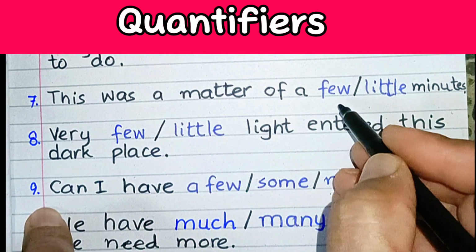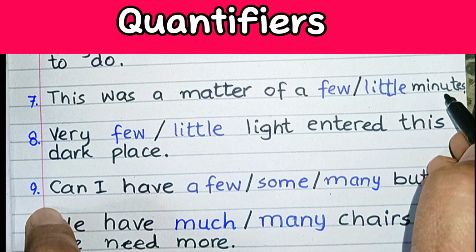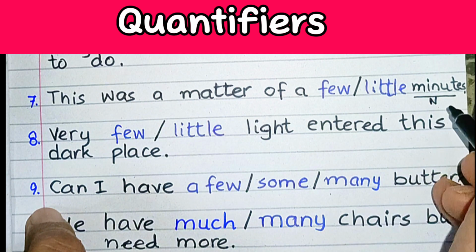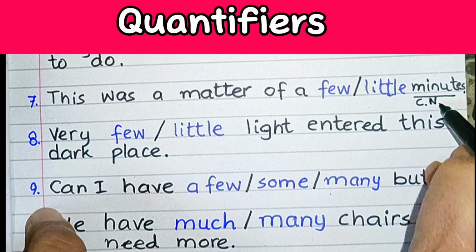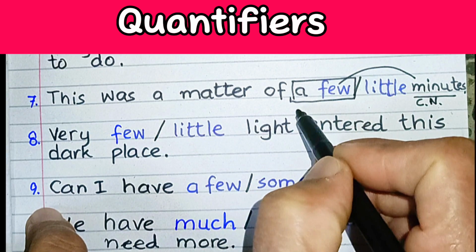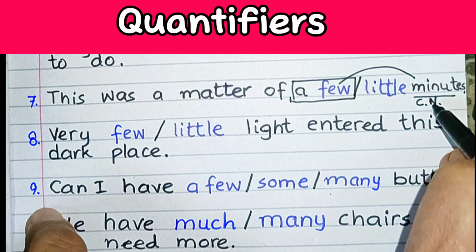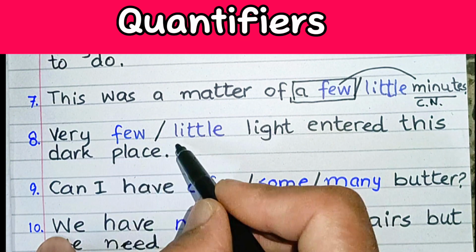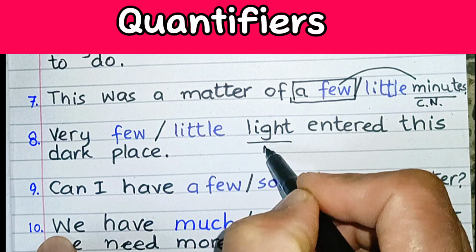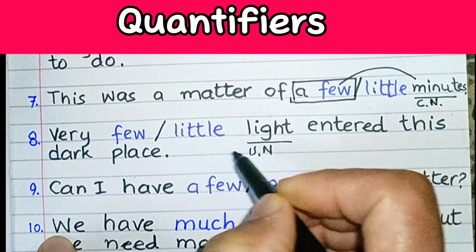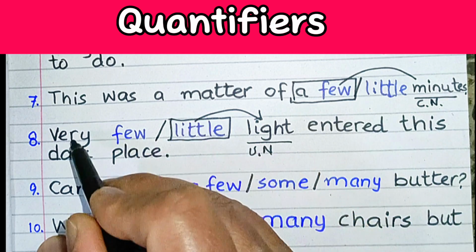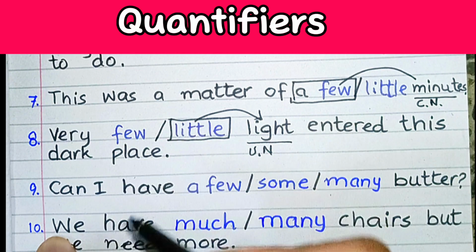This was a matter of a few or little minutes. We can see that minutes can be counted. It is a countable noun. So a few is the right option over here, because a few is a quantifier that is used for countable nouns. Now, very few or a little light entered this dark place. Light is a noun which is uncountable. So a little light will be the right option over here. Very little light entered this dark place.